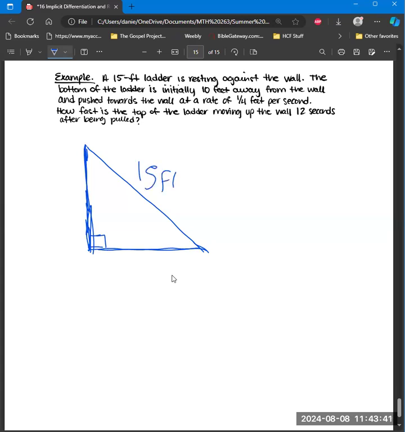We have a 15-foot ladder. This is constant and should not change. The bottom of the ladder is initially 10 feet away from the wall and is pushed towards the wall, so I'm losing X value at a rate of 1/4 of a foot per second. How fast is the top of the ladder moving up the wall?